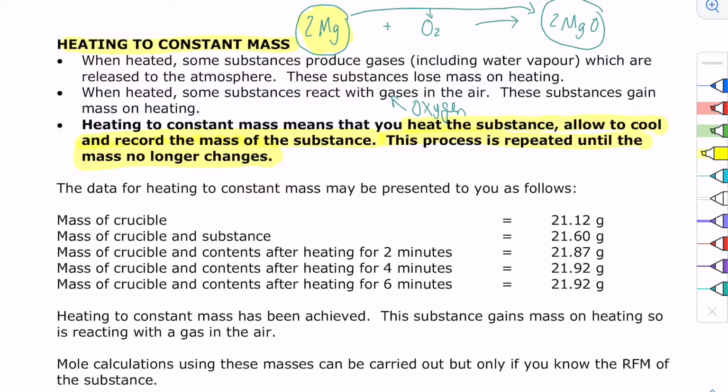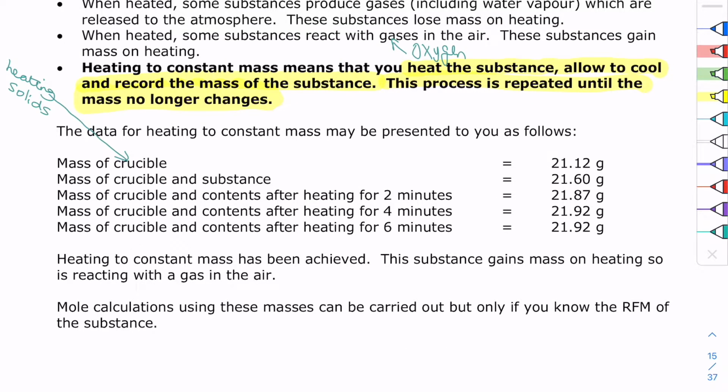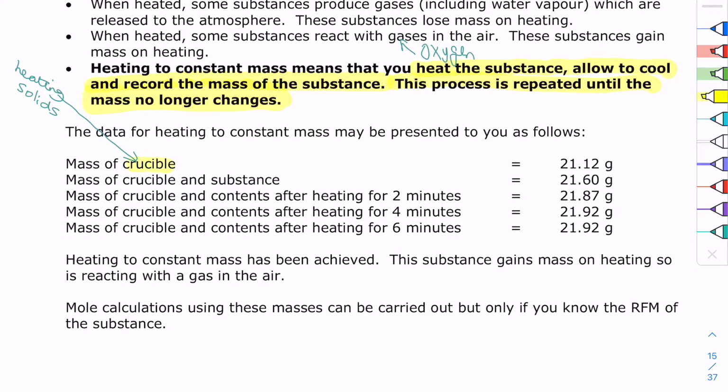There's a few different measurements that you have to take when you're doing this. First of all, you measure the mass of the crucible. In this case, we're going to be heating solids, so that is why we're using a crucible. You then get the mass of the crucible and the substance. Now once you've got those two measurements, the mass of the crucible and the mass of the crucible and the substance, you can simply use these two values to find out the mass of the substance at the start. So for example, the mass of the magnesium at the start.